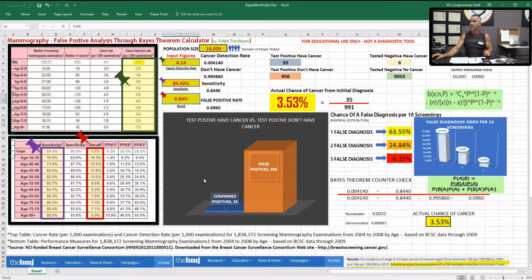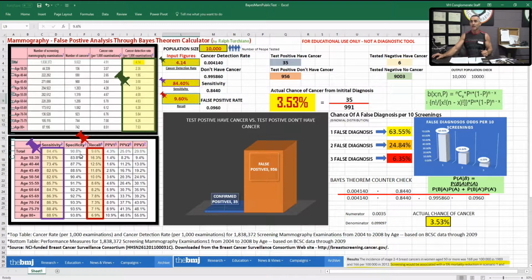What you see here is your population size, 10,000. You see the 4.14, which is your detection rate, the actual number of cancers detected per 1,000 individuals screened. Your sensitivity is 84.4%. The sensitivity is actually detecting the cancers in individuals that have cancer. Did you see those numbers right there? That represents 84.4%.